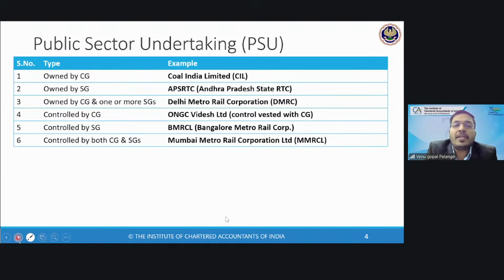Coal India Limited is owned by the central government. Different RTCs, like KSRTC and APSRTC, are state driven undertakings, while others are central driven. Similarly, Delhi Metro Rail Corporation is owned by the Government of India and the Government of Delhi, so it is owned by both the central government and state government. Here the government has a stake in case of owning.